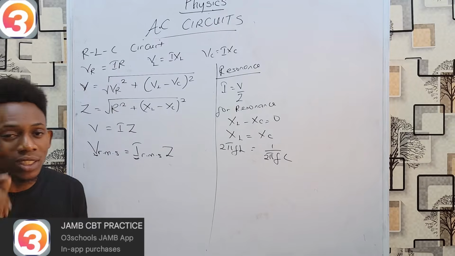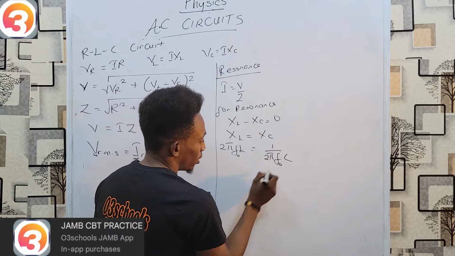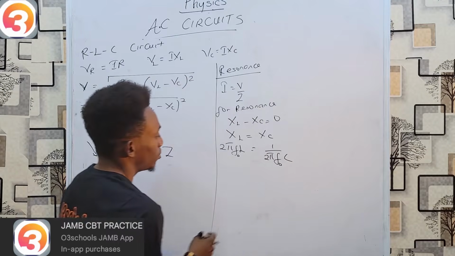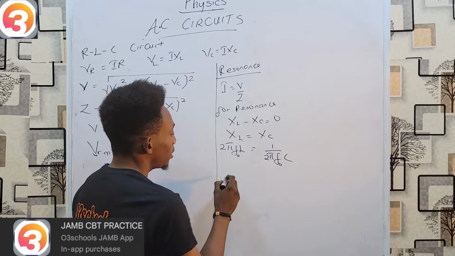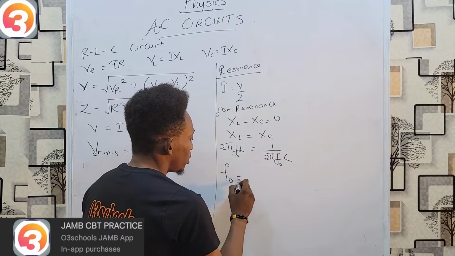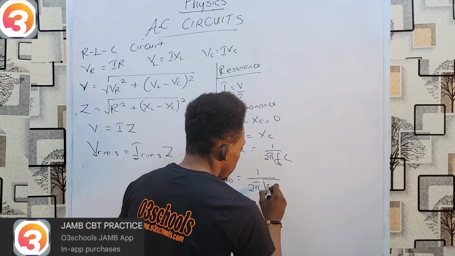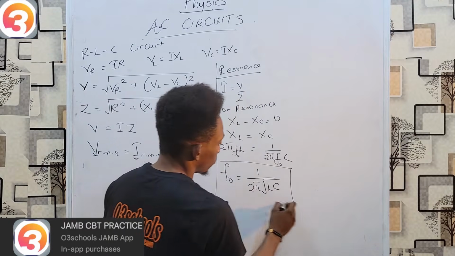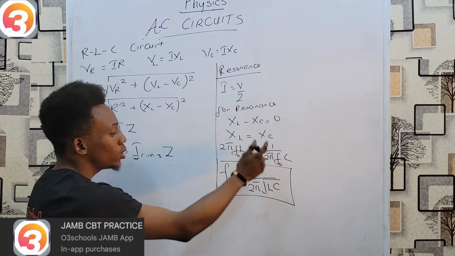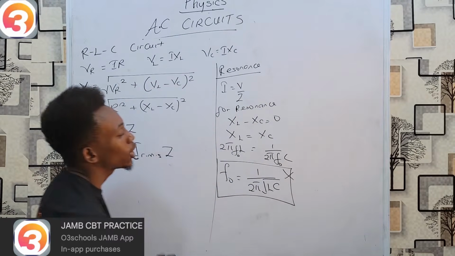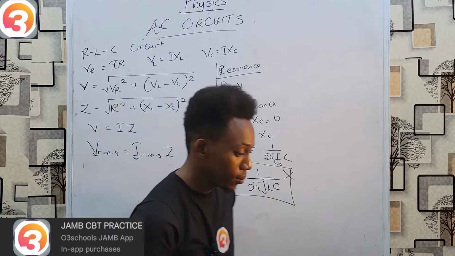Now, at resonance, they usually work with a particular frequency, and that frequency is referred to as the resonant frequency. So, with a bit of mathematics, I'll be able to find out that my resonant frequency equals 1 over 2 pi square root of LC. So once you are asked for the resonant frequency, this explains how we got it. This is actually what you need to calculate for your resonant frequency.